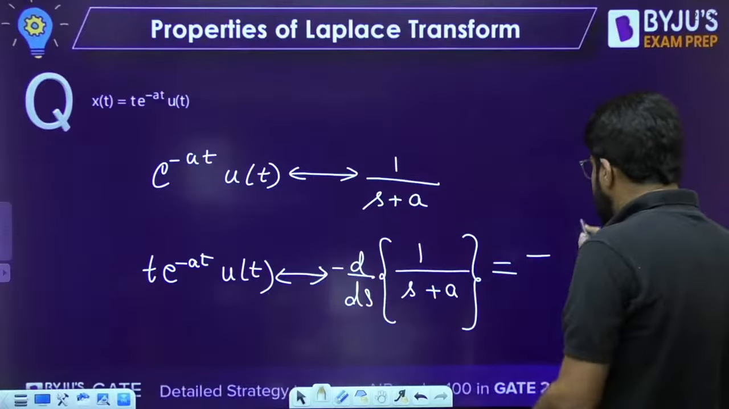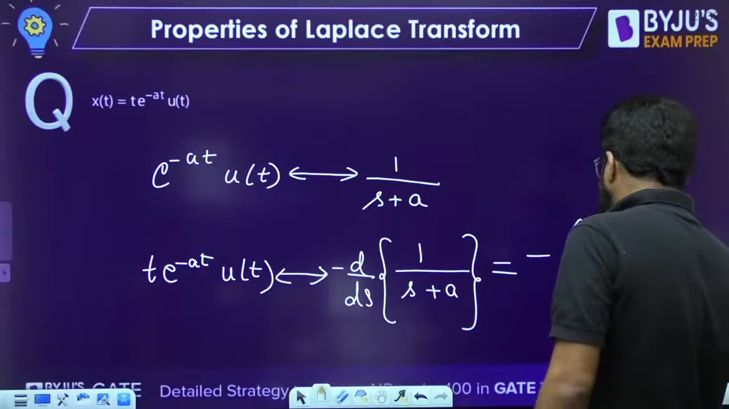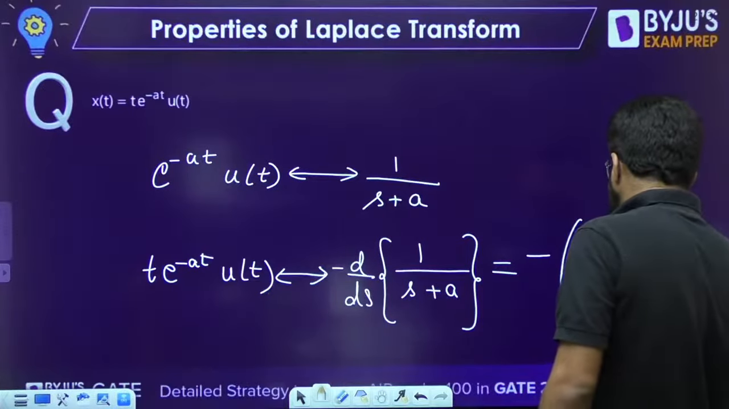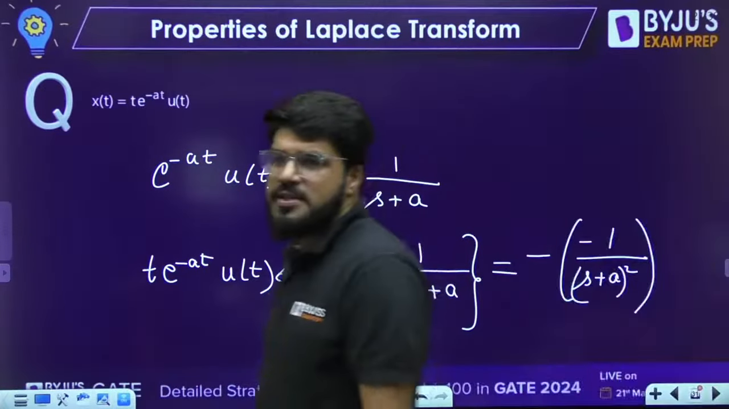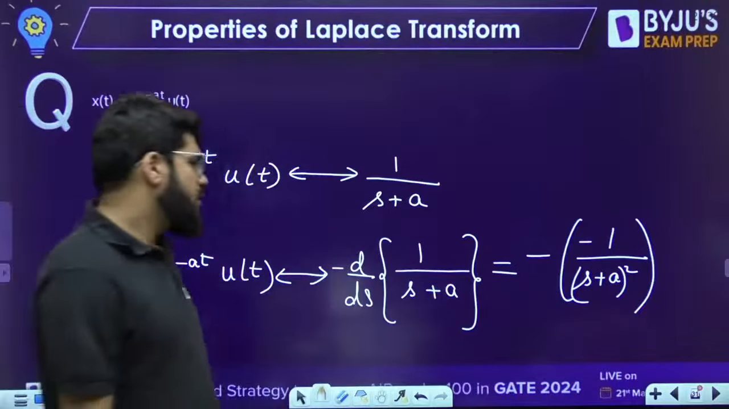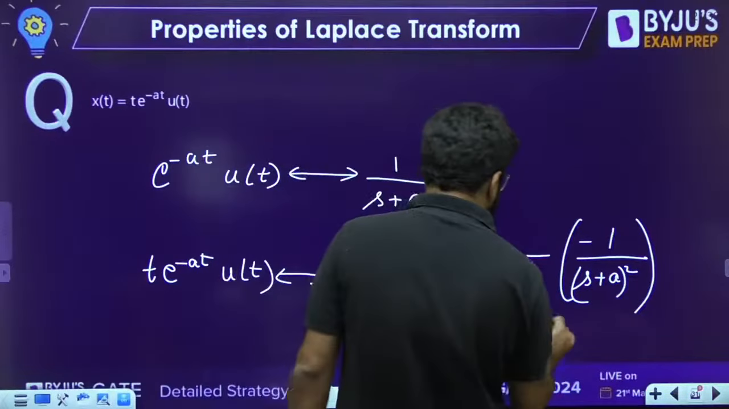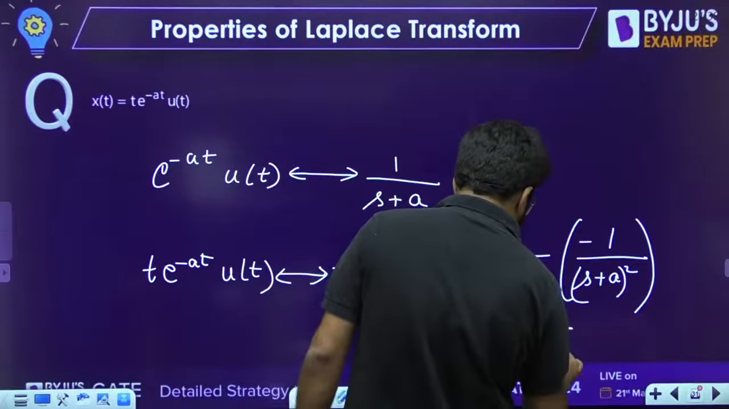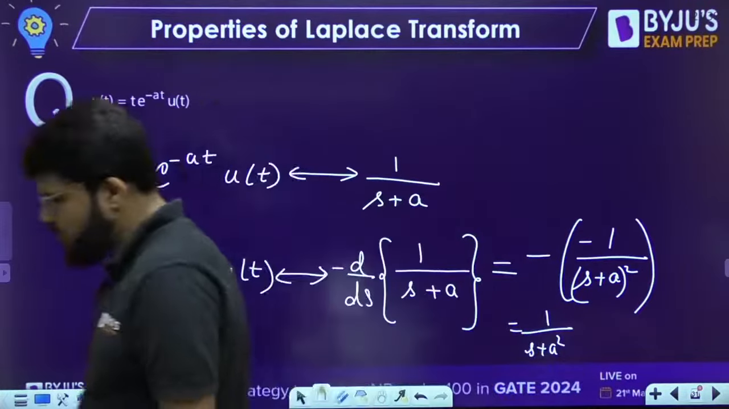And that is equal to, then, differentiate this. 1 upon x differentiation is minus 1 by x square, right? That's it. Minus minus got cancelled. It is 1 upon s plus a whole square.